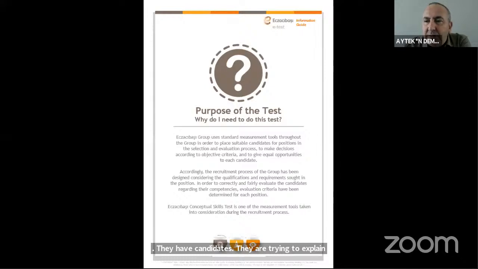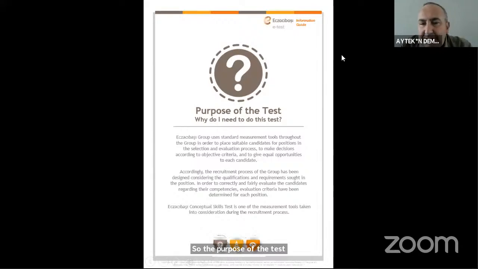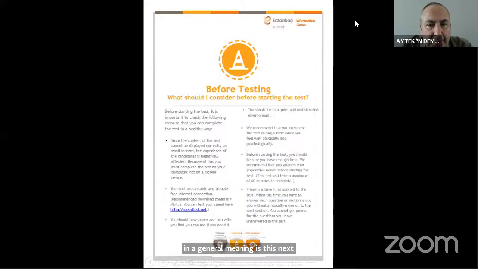This page, of course, you can guess, all companies want to work with qualified persons. So the purpose of the test in a general meaning is this. Next one, please.